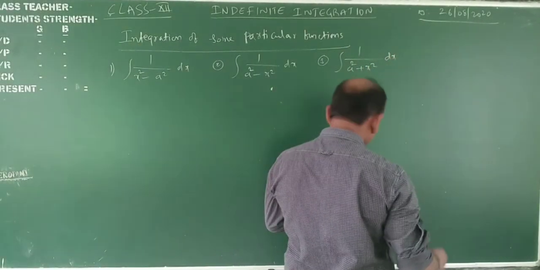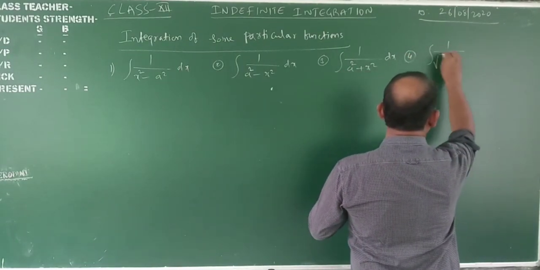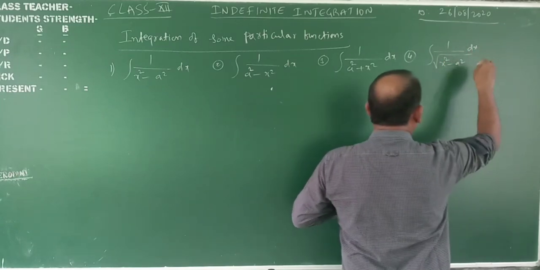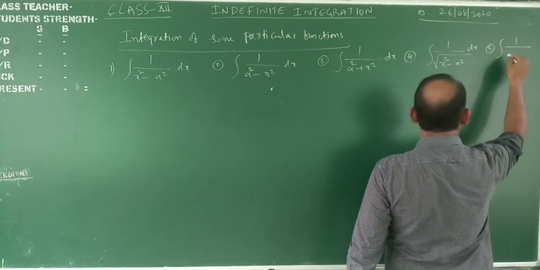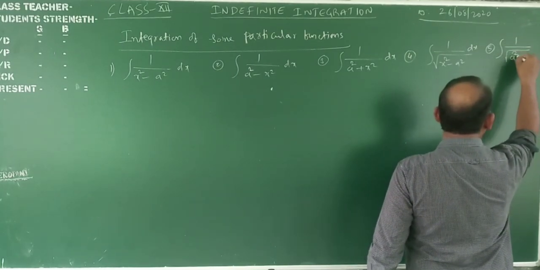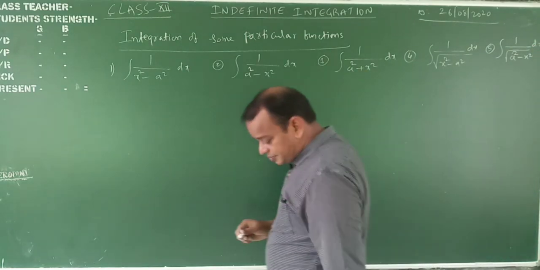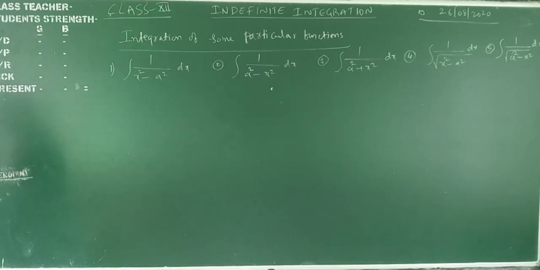Fourth one, integral of 1 by root over x square minus a square dx. Fifth one, integral of 1 by root over a square minus x square dx. These are the particular functions. Actually, you know some of the formulas.